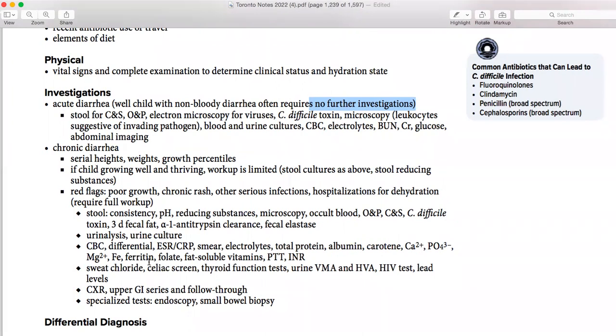On the basis of that, they will give you a little bit of a hint in the scenario, so you will see it. Then red flags: it's important you know which red flags you need to see. Then history of dehydration. Then common antibiotics that can lead to Clostridium difficile infection. Which are the most common ones? You need to know clindamycin, fluoroquinolone, penicillin, and on the basis of the ranking, which comes first, second, and third.